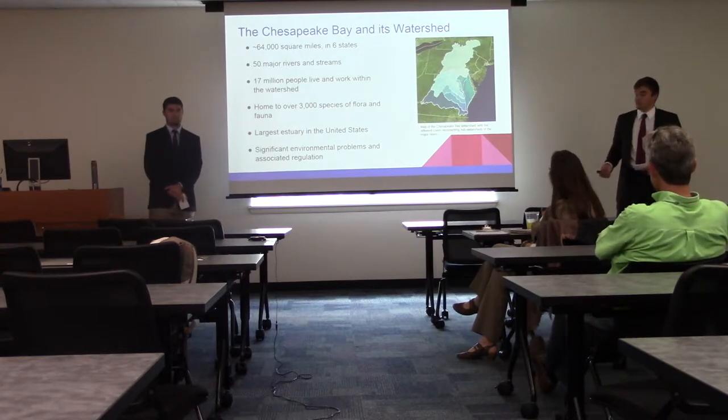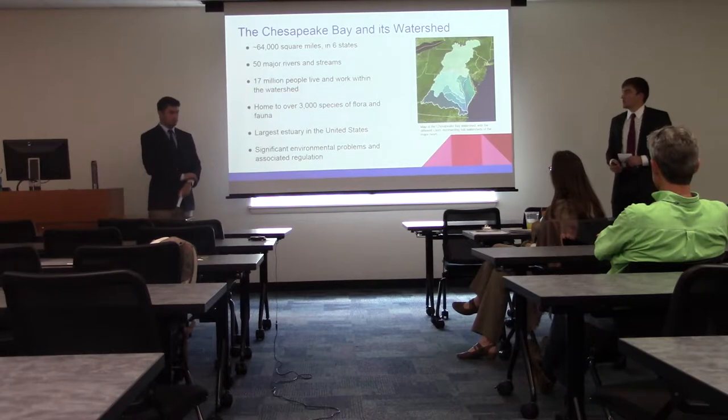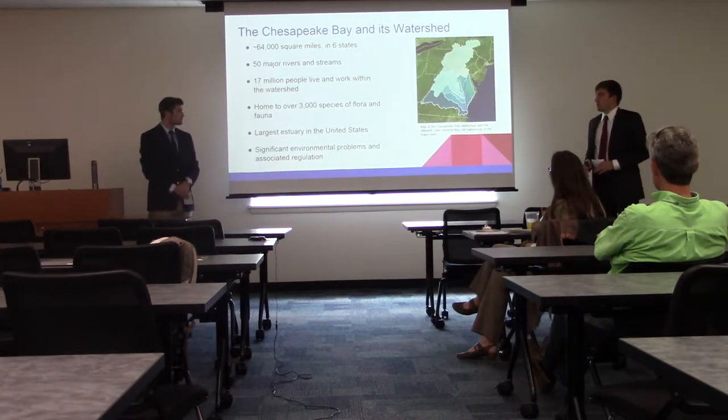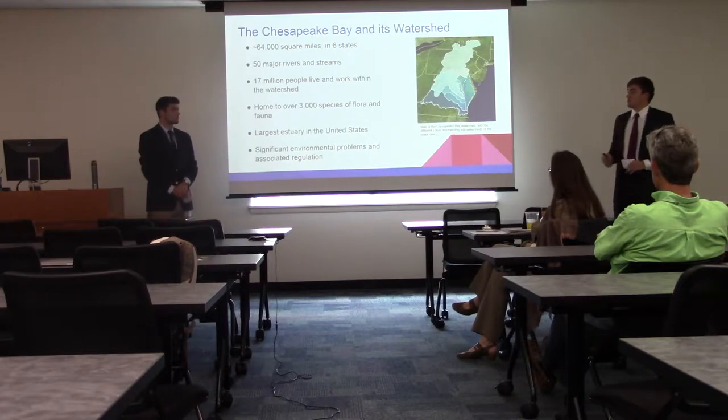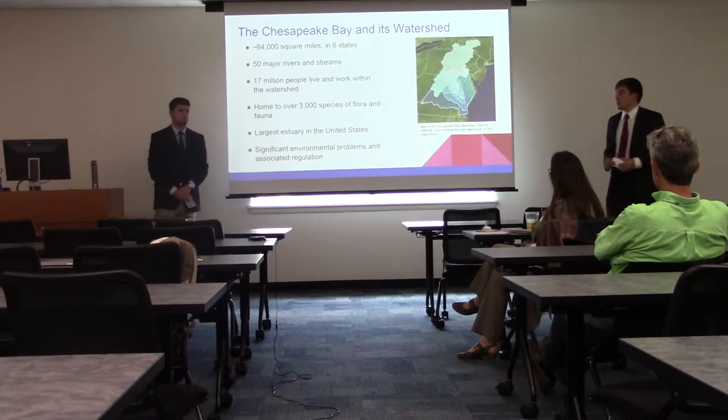There are 50 major rivers and streams throughout the watershed, and that doesn't include all the different creeks that run into those rivers and streams. And about 17 million people live and work within the watershed, and it's home to over 3,000 species of flora and fauna. It's also the largest estuary in the United States and the third largest estuary in the world.